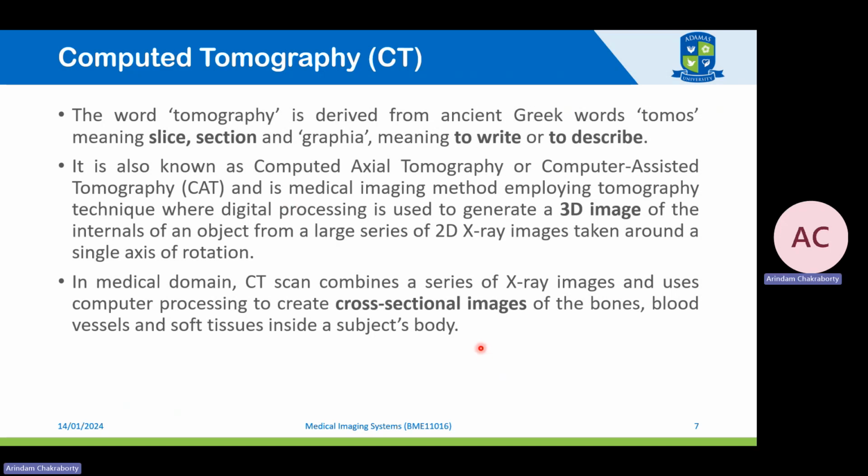So in the medical domain, a CT scan combines a series of X-ray images to generate the sectioning or the slicing of the object, and uses computer processing to create 3D cross-sectional images of the bones, other body soft tissues, body organs, blood vessels, etc.